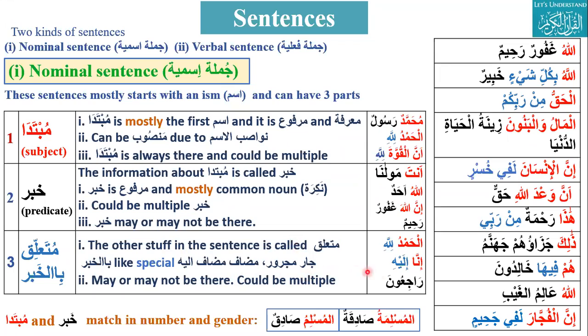Okay, and also, you told us last time that a sentence could be mubtada plus khabar plus muta'alliq bil khabar, right? Yes, all these three things can be in a sentence. There is a possibility that only mubtada or khabar is there, or mubtada and muta'alliq bil khabar is there with no khabar. So these are different possibilities. But mubtada should always be in a sentence. Okay.